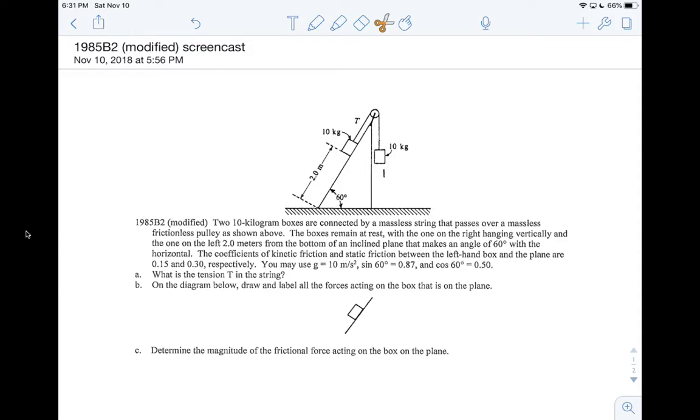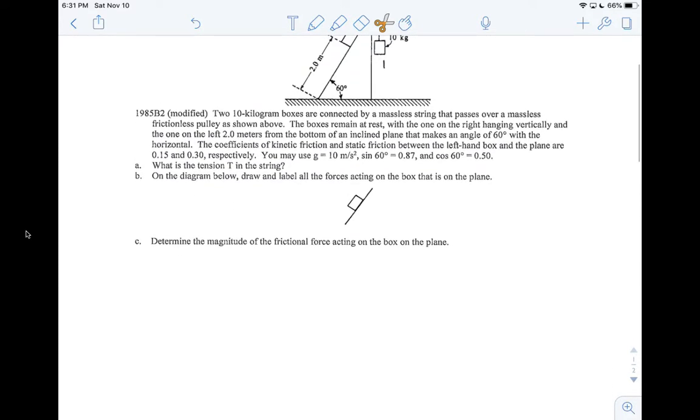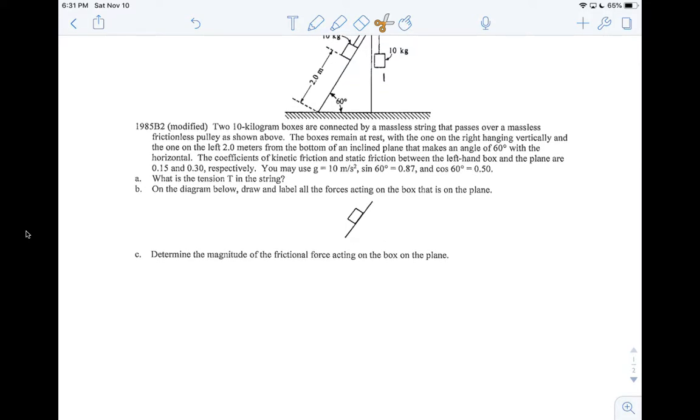The coefficients of kinetic friction and static friction between the left-hand box and the plane are 0.15 and 0.13 respectively. You may use g equals 10, sine of 60 equals 0.87, and cosine of 60 equals 0.5. Part A, we want to determine the tension in the string, so let's go ahead and do that.